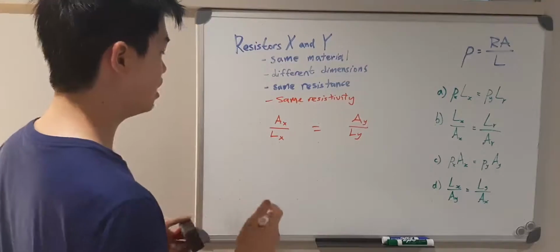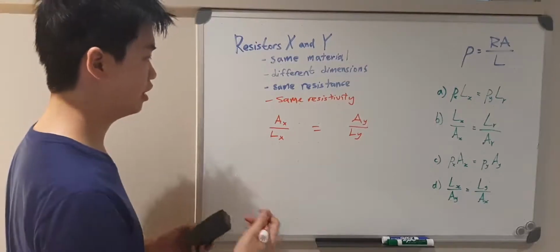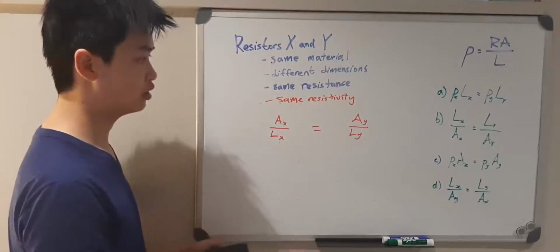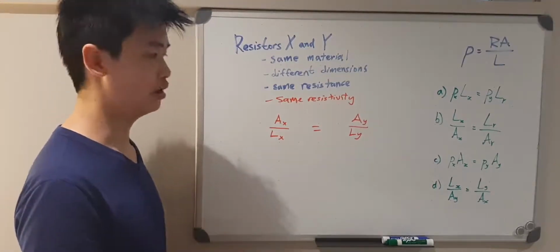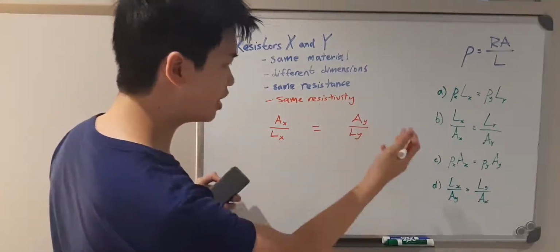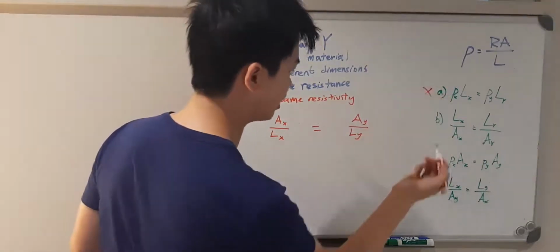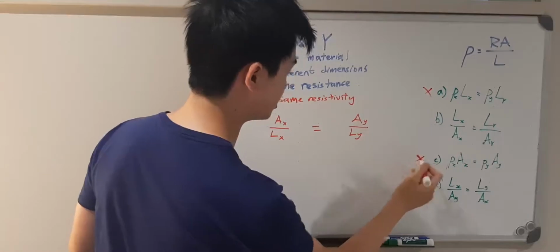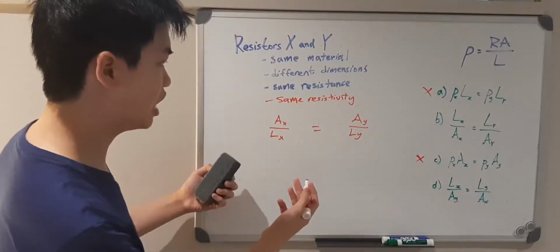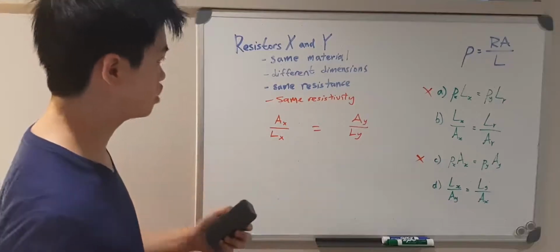Okay, so now we have the cross-sectional area of X over the length of X equals the cross-sectional area of Y over the length of Y. Okay, so now I'm looking at these and we already know that A isn't right, and we can see here that C isn't right. Okay, so it has to be one of these, but we don't actually have any of those solutions yet.